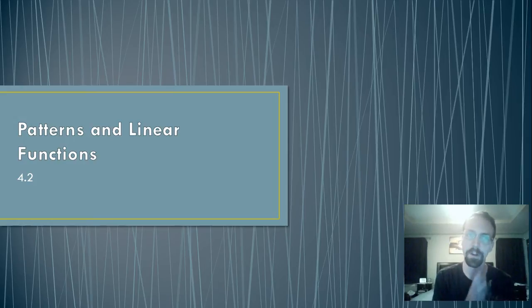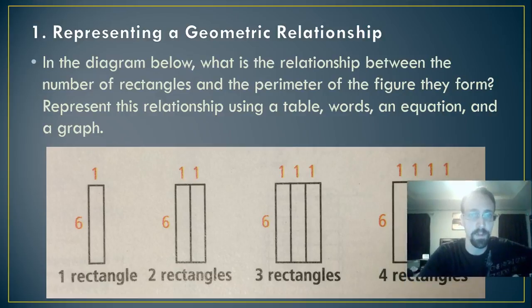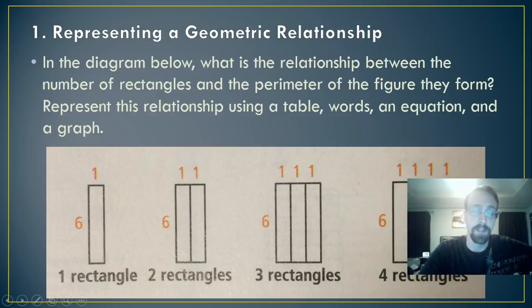You may not have known it was a linear function. Hopefully you guys saw the pattern. A lot of you guys were noticing some things that were going on with it. So here, number one, it says, in the diagram below, what is the relationship between the number of rectangles and the perimeter of the figure they form? Represent this relationship using a table, words, an equation, and a graph. And if you notice, we did the same thing last week with chemical X.